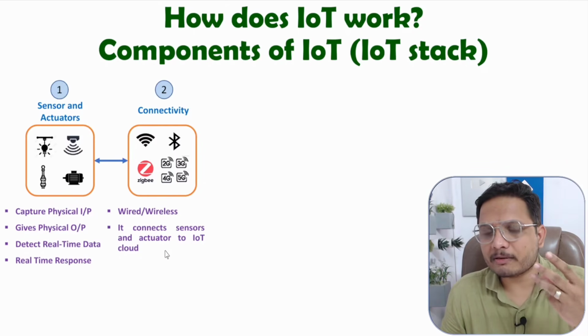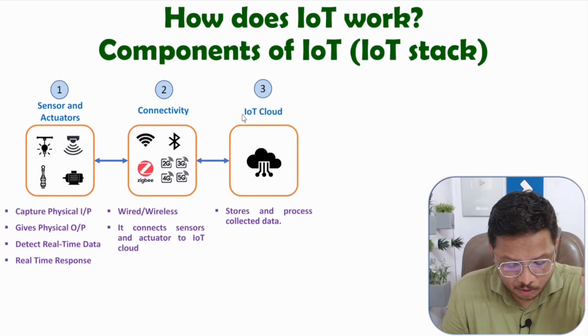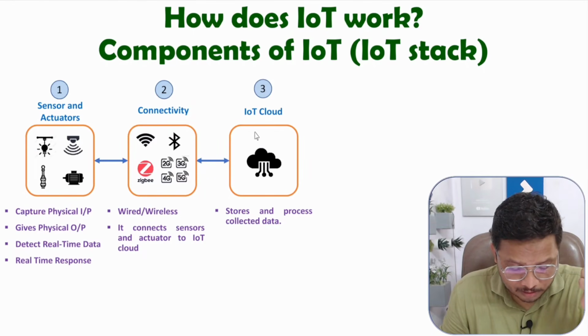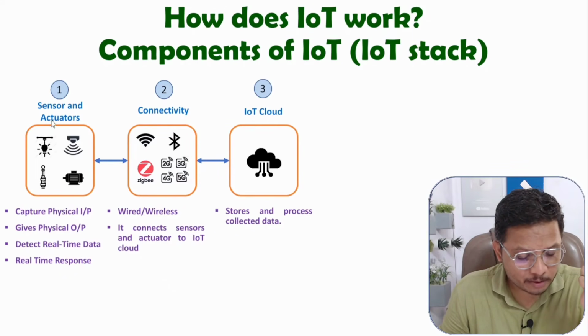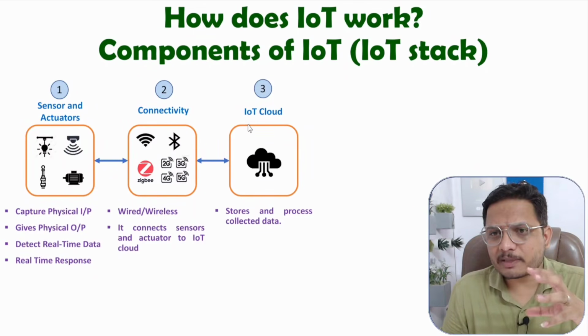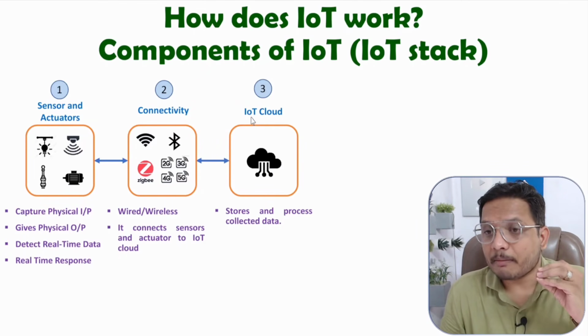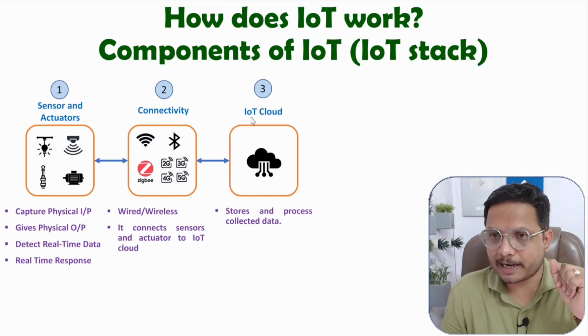But obviously, the third component will be the IoT cloud. In the IoT cloud, we will be storing data and processing that data, right? We will take data from the sensor via connectivity, do some processing on that data, and based on the processing, we'll give a response, right? That response will be given to the actuator, and the actuator will act on it. In detail, we'll be observing how the IoT cloud works. But remember one thing, the IoT cloud is not a compulsory block in the IoT ecosystem, right?